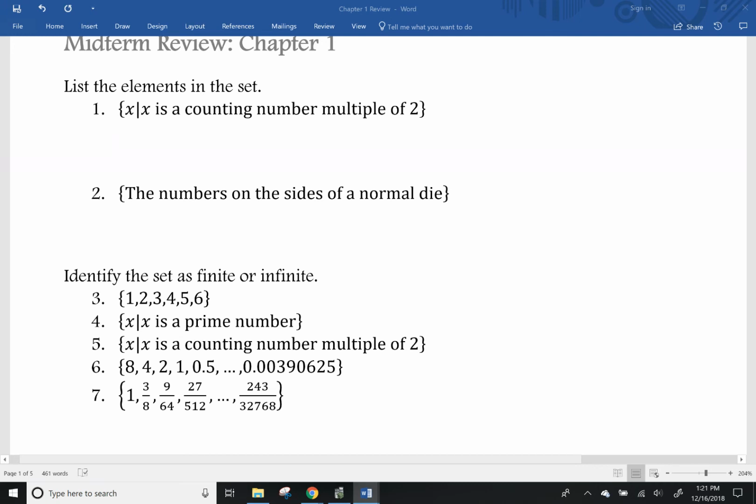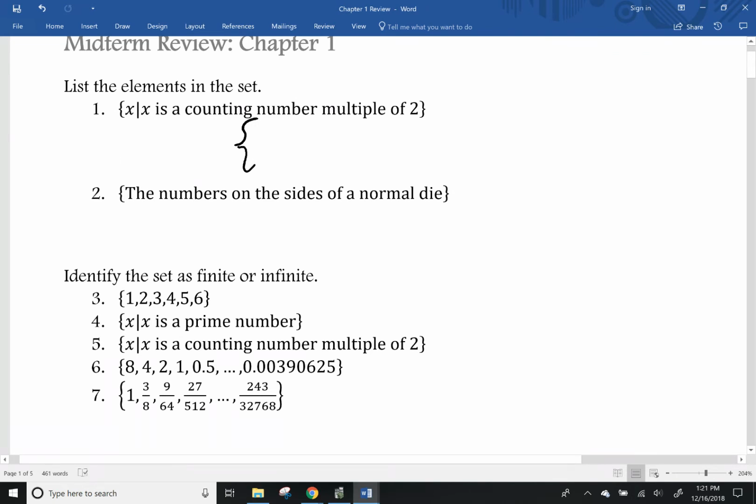Review chapter 1. List the elements in the set. So the squiggly brackets here, of course, represent a set. When we write our set out, we're also going to use some squiggly brackets. X is an element in the set, and X is a counting number multiple of 2. So this set contains all counting numbers multiple of 2.